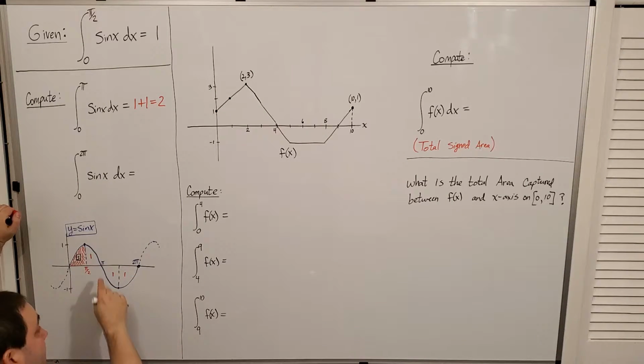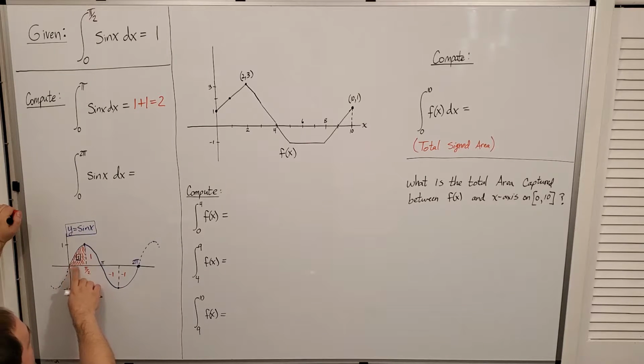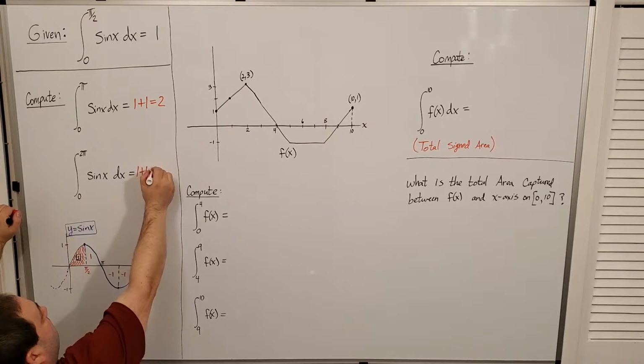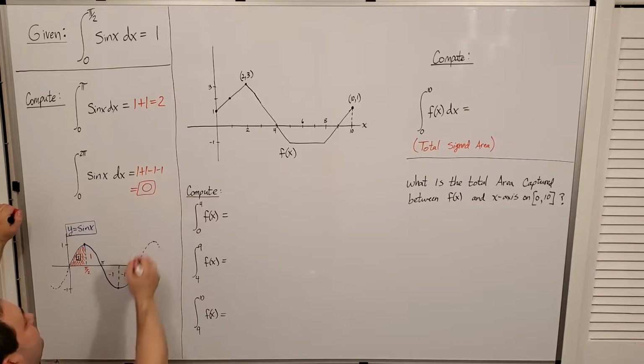But don't forget, this is beneath the x-axis. So technically this is a signed area region. These are both going to be negative 1s. So what we're getting from 0 to 2 pi, starting at 0 here, going all the way across to 2 pi, is going to be 1, 1, negative 1, negative 1. Like this. So it's actually equal to 0.